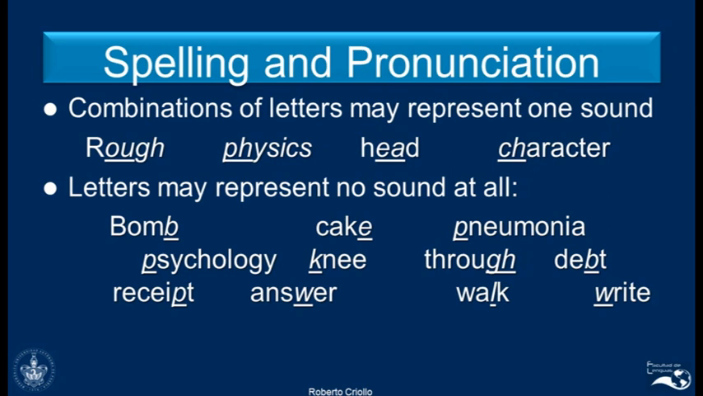Bomb, cake, pneumonia, psychology, knee, through, debt, receipt, answer, walk, right. We can see then that because the phonological system of English is very complex, and because there is not a clear correspondence between spelling and pronunciation, it is very important to find the regular patterns of the English language so that we can improve our pronunciation.